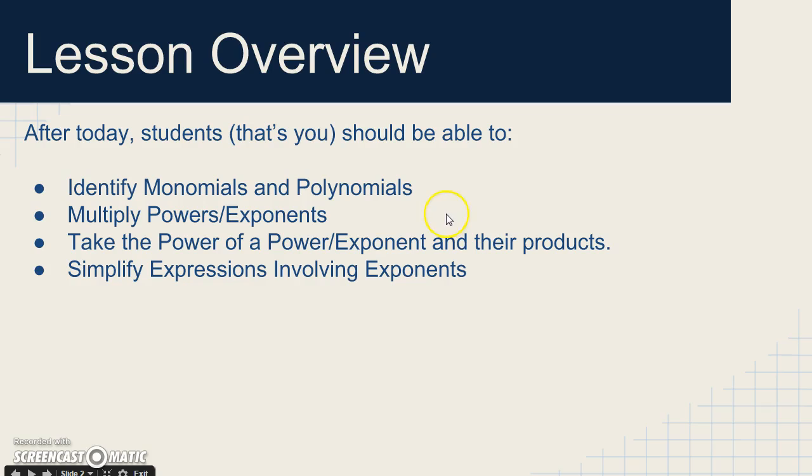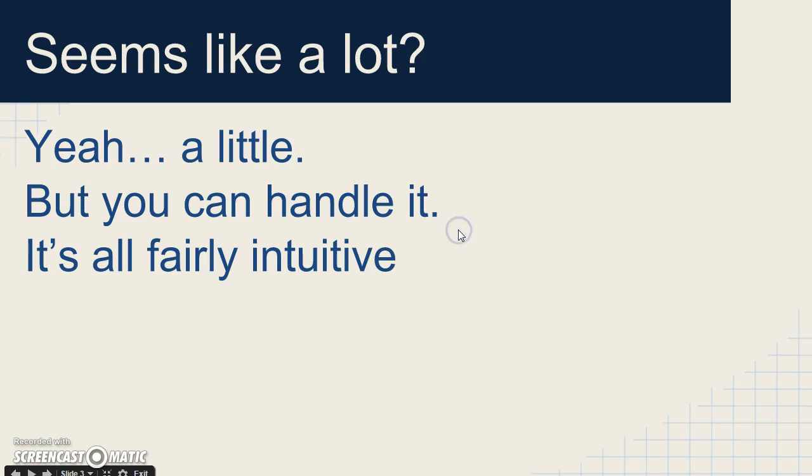And here we go. Lesson overview. What we're hoping to have done by the end of the day is that you will be able to identify monomials and polynomials, multiply powers and exponents, take the power of a power or an exponent and also their products, and simplify expressions involving exponents. Might sound like gibberish because it is, unless you know what you're doing. That's what I'm here for. Seems like a lot, yes, a little, but don't worry, you can handle it. It's all fairly intuitive once you get the hang of it.